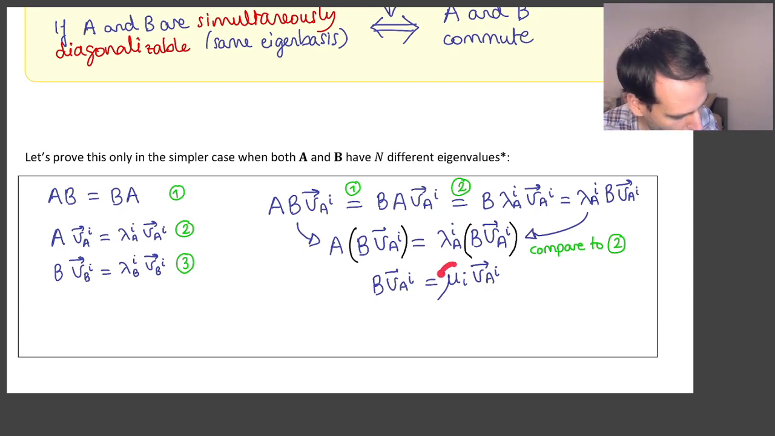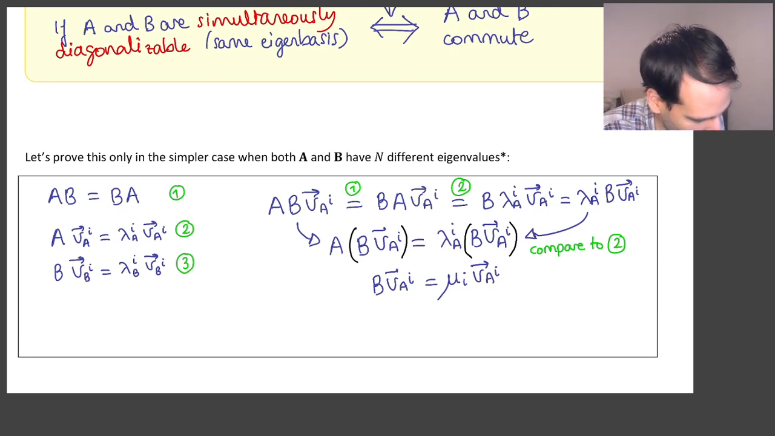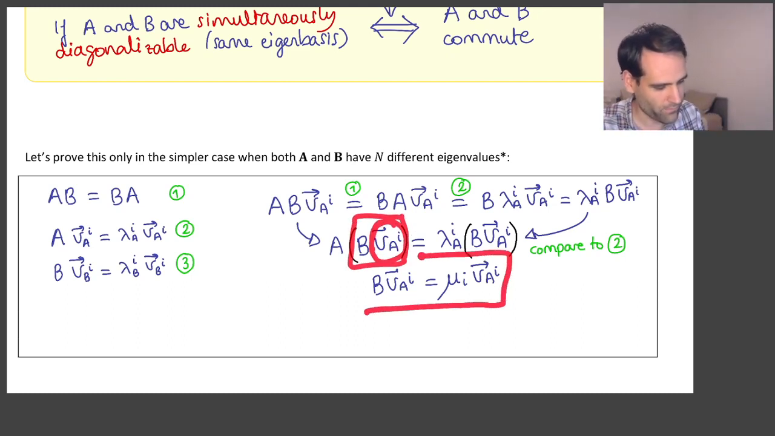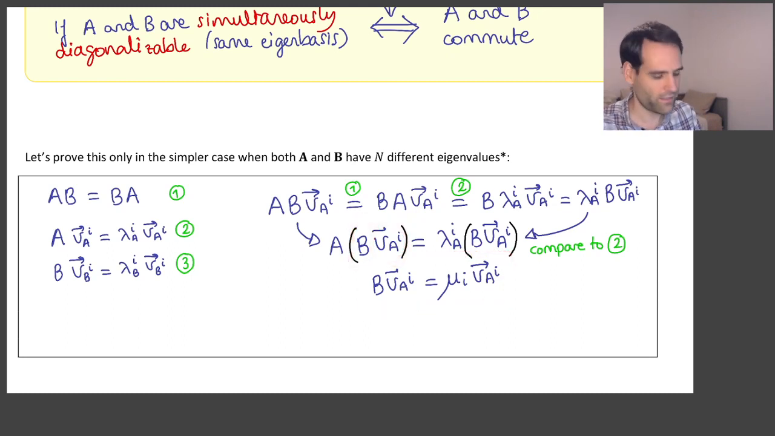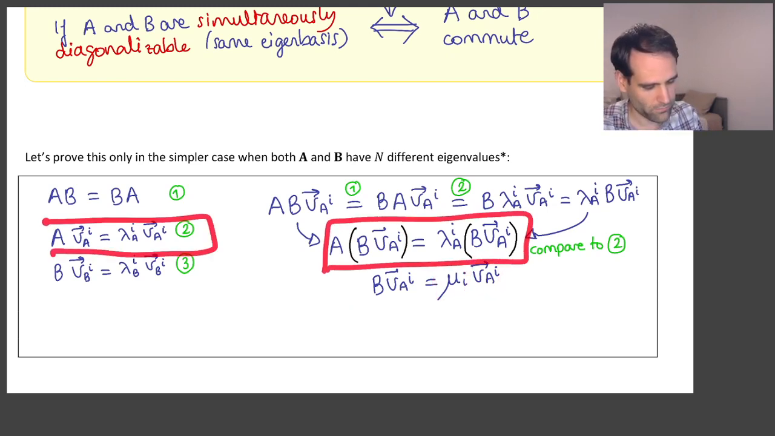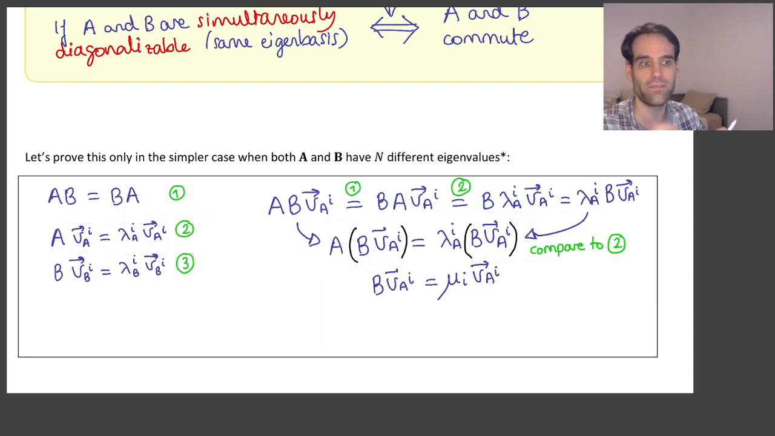Why did I add this mu here? Remember that if V is an eigenvector of a matrix with a certain eigenvalue, then any multiple of V is also an eigenvector with the same eigenvalue. Yes? Remember that eigenvectors can be scaled. So this means that this vector here is either equal to the original eigenvector or to a scaled version, and that's what we are writing here. So B times the eigenvector V_A is equal to a scaled version of the eigenvector V_A, just by comparing this to our assumption 2. This is a very subtle proof, and I think it's beautiful.